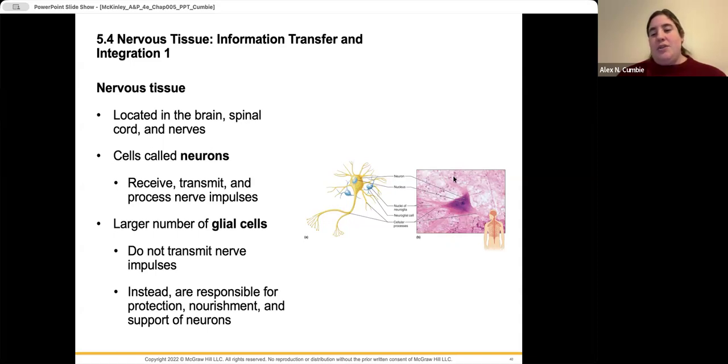And what we can see in the microscope image here is we have a neuron and it's surrounded by a bunch of other cells that are smaller. Those cells are going to be called glial cells or neuroglia. They don't do the same function as the neurons, which is to transmit nerve impulses, but they are going to help the neurons by protecting them, nourishing them, and supporting them.